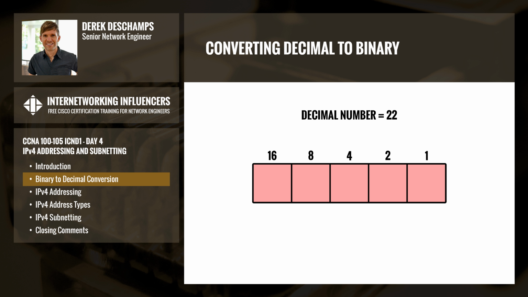We continue doing so as long as our position value is less than or equal to the decimal number we want to convert. In this case, we would write out our position values to 16, since the next position value would be 32, which is greater than the decimal number we want to convert.